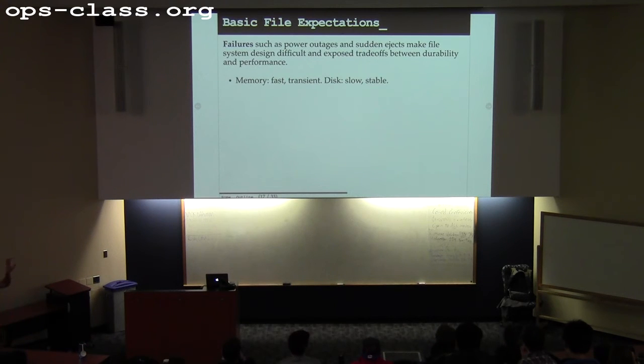Now, the thing that makes these expectations hard to meet are failures, right? And these failures can be the things we've talked about in terms of flash sectors wearing out, disk sectors wearing out. They can also be unexpected changes to the disk state, things like the power going off, or you dropping something, or somebody tripping over a cable and unplugging the disk from the server that it's connected to, or whatever.